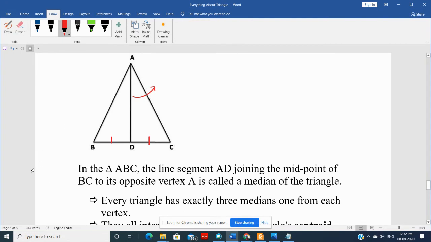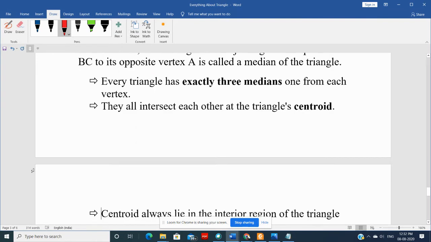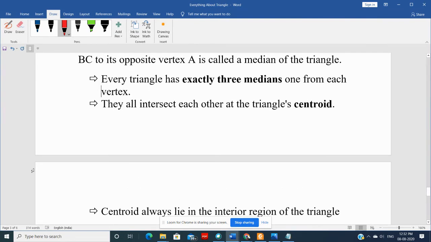Now, every triangle has exactly three medians, naturally, because there are three sides, right? And when there are three sides, the midpoints are also three. Even the vertices three, right? Means there are three vertices. So naturally, every triangle has exactly three medians, one from each vertex, right? They all intersect each other at the triangle's centroid.